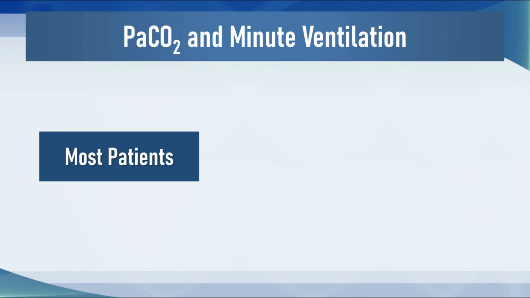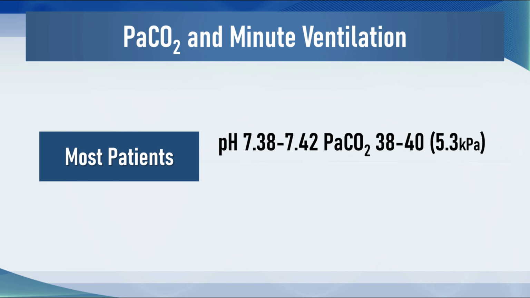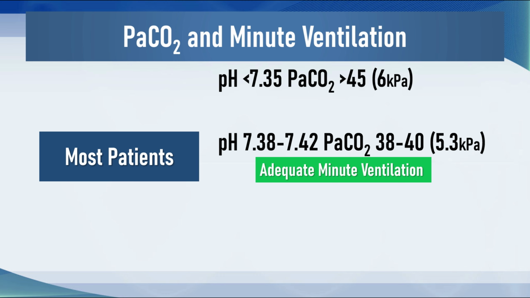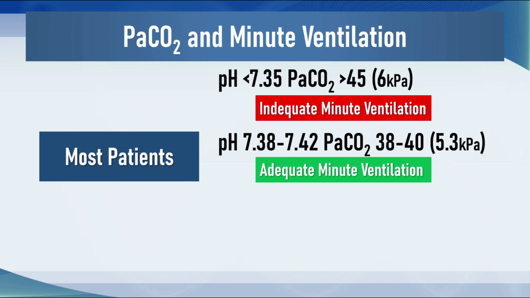For most patients, we're looking at this level of pH 7.38 to 7.42 and PaCO2 38 to 40 or 5.3 kilopascals, and that is an adequate minute ventilation. If the pH is below that and the patient has a respiratory acidosis and the PaCO2 is high, the minute ventilation is obviously inadequate for that patient to achieve their CO2 goal. So we need to make adjustments to get that CO2 back to where we want it at around 5.3 kilopascals or 40 millimeters of mercury with a normal pH.